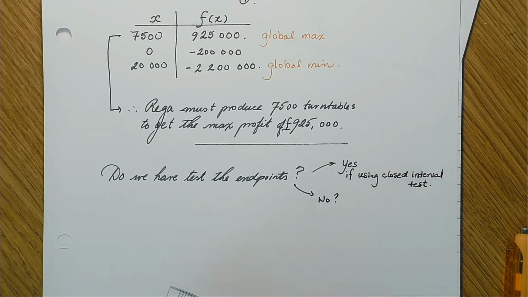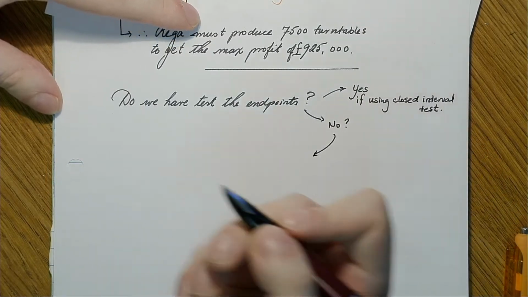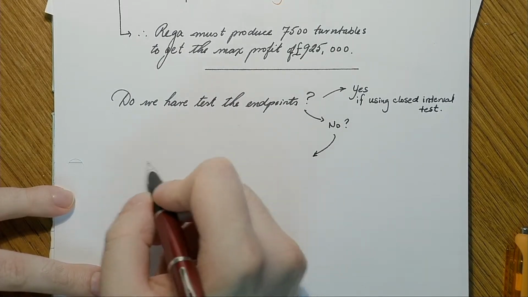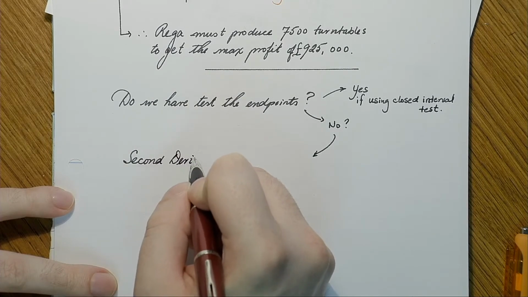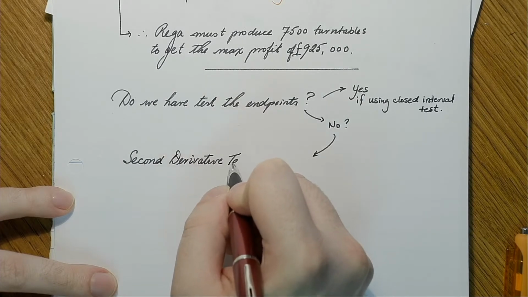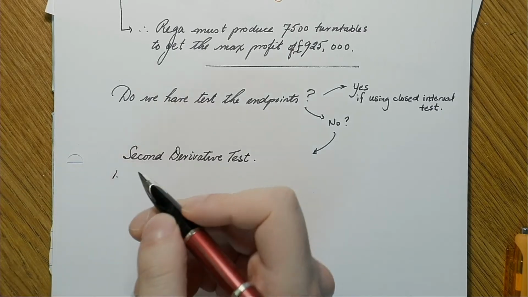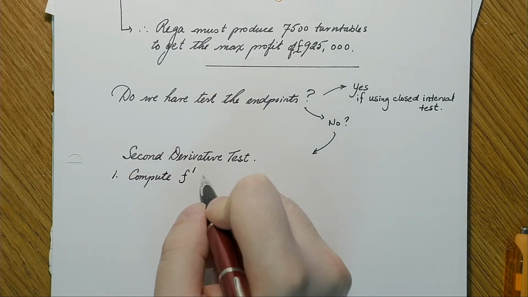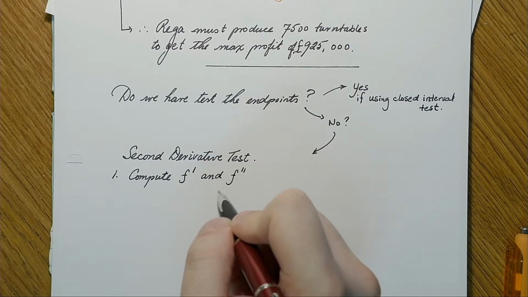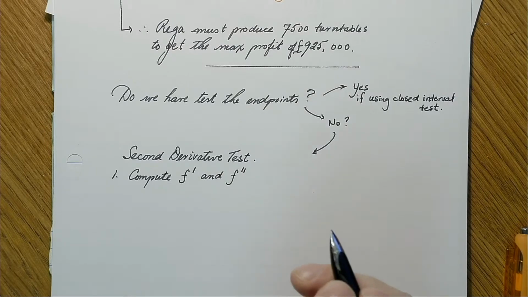no, well, we could. It's quite possible. We could use something called the second derivative test. Now, in the second derivative test, it's very similar. What we do is compute f prime and f double prime. So we need the first and second derivative. This would require that the original function be twice differentiable.